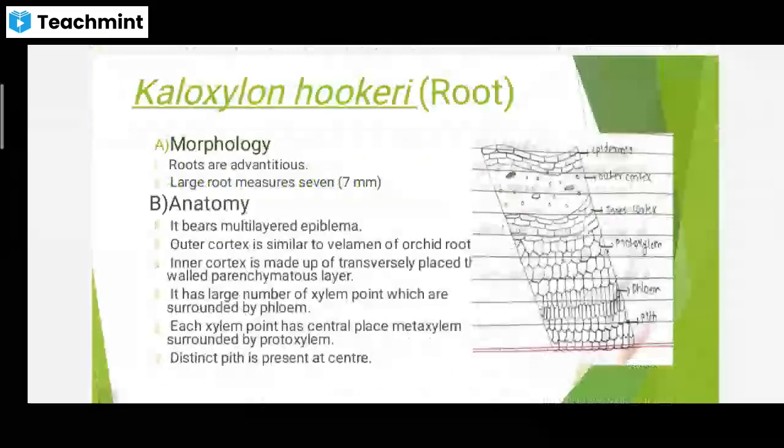Morphology: roots are adventitious. Large root measures 7. Anatomy: it bears multi-layer epiblemma. Outer cortex is similar to velamen of orchid root. Inner cortex is made up of transversely placed thin-walled parenchymatous layer.